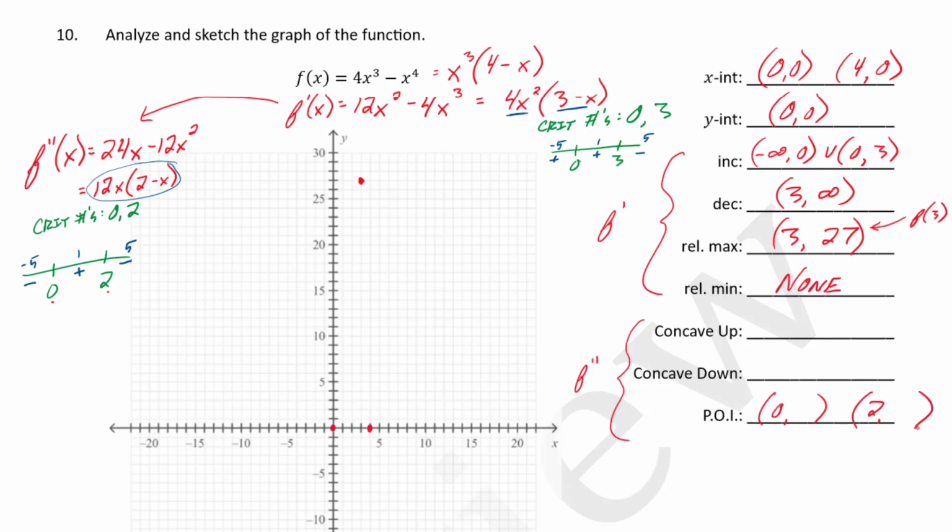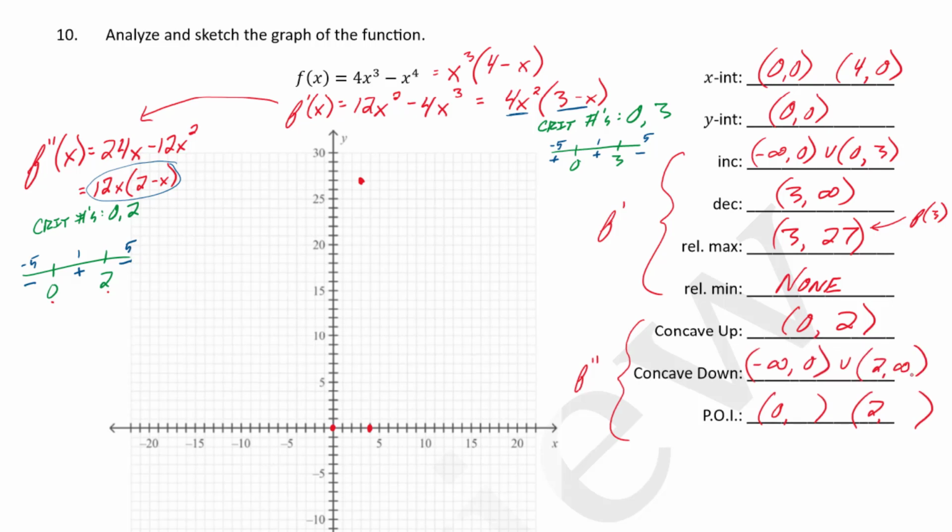Each of those y values will come from the original function. And then the concave up and concave down, technically we have identified. So the concave up interval was starting at 0, stopping at 2, and then concave down everywhere else. So negative infinity until 0, combined with everything from 2 to infinity.